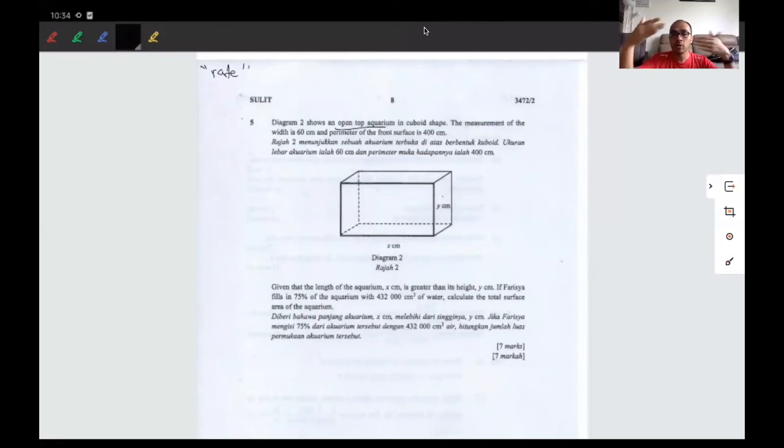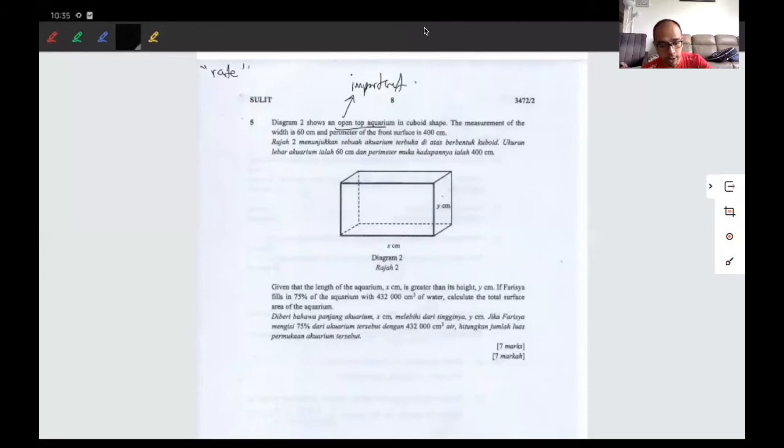Okay, 1, 2, 3, 4, and 5 at the bottom. On the top there, nothing. Okay, so it's an open top aquarium in a cuboid shape. I suspect that this word open top is going to be very important for us soon. The measurement of the width is 60 cm and the perimeter of the front surface is 400 cm.